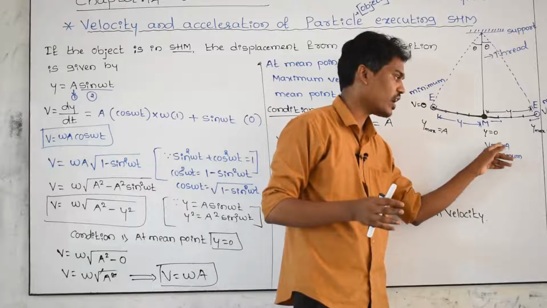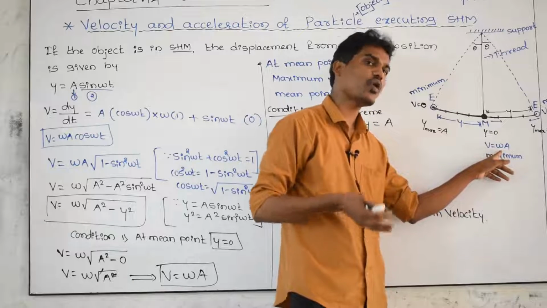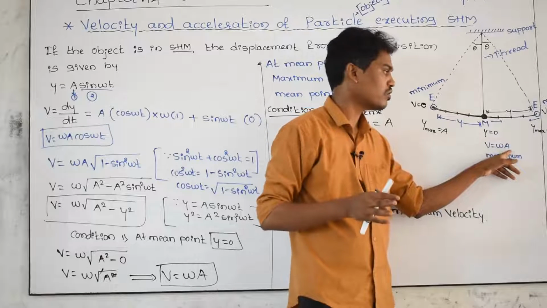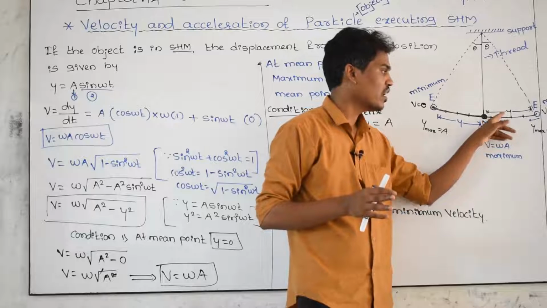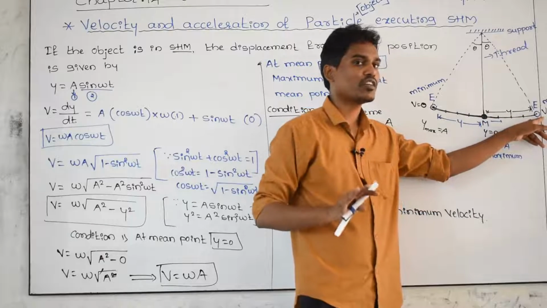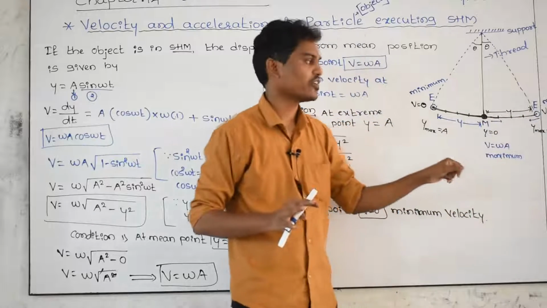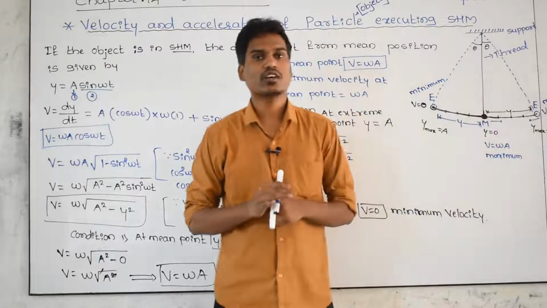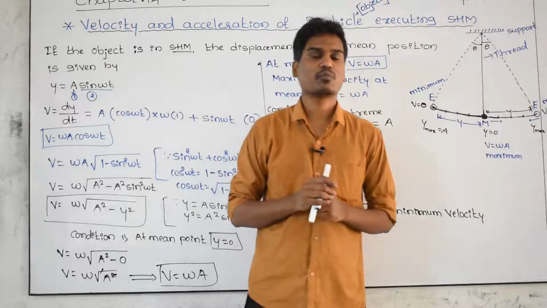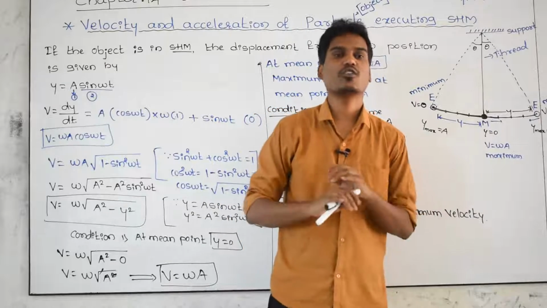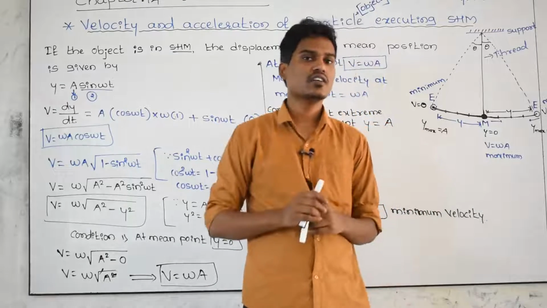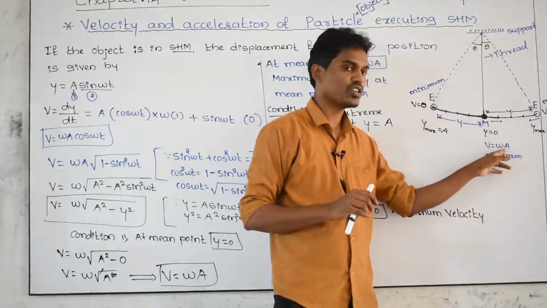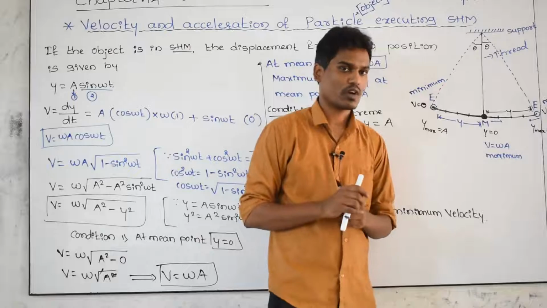Here a is amplitude and omega is angular velocity or angular frequency, and using this formula it is possible to find out the velocity at the mean point. We need not calculate the velocity of the particle executing simple harmonic motion at extreme positions, because according to the conditions the velocity of the object at both extreme points is 0. Then you can directly tell the answer as 0, but at the mean point we have to calculate the velocity by using this formula.